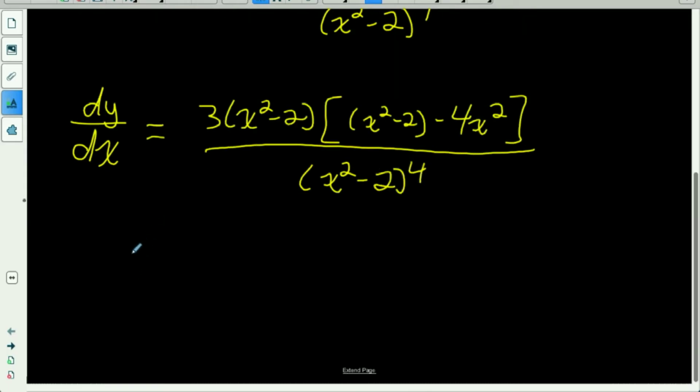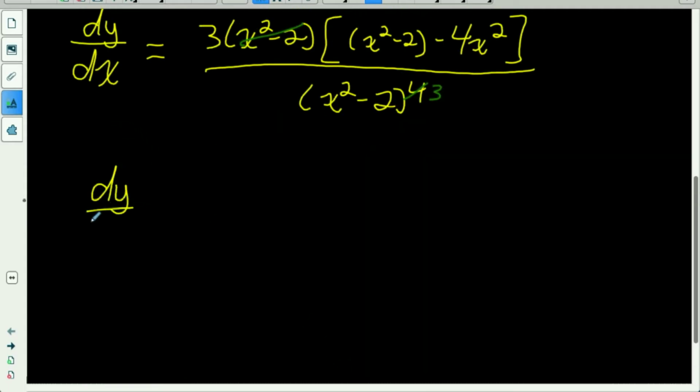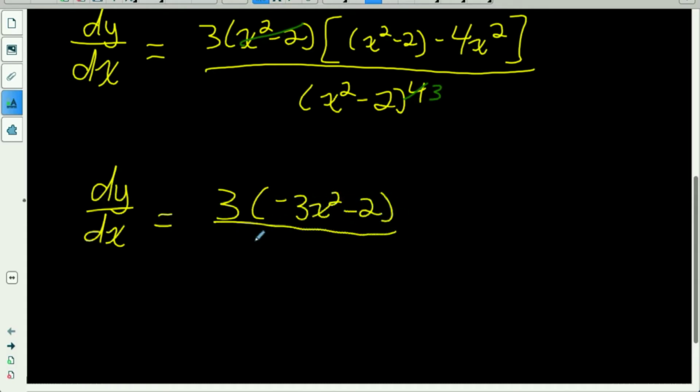Now we have a little bit of simplifying we could do. Inside this set of brackets here, I could collect the like terms, x squared minus 4x squared, and get negative 3x squared. But the nice thing that happens here is this factor of x squared minus 2 is going to cancel with one of those factors. So on my final line of my derivative, this will be my final simplified line, dy over dx equals 3, and then in this set of brackets, we said that that's going to go to negative 3x squared minus 2, all over (x squared minus 2) cubed. So that's my final answer.